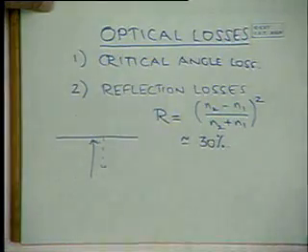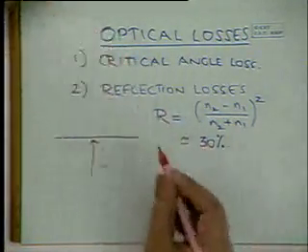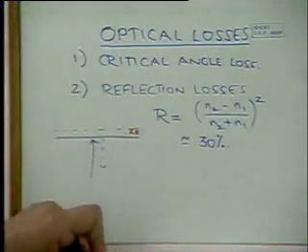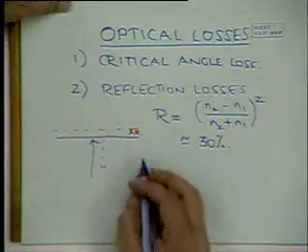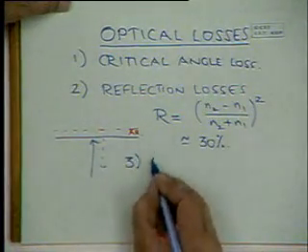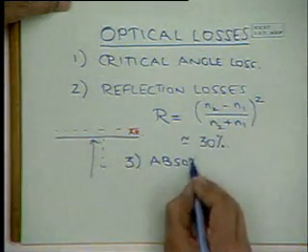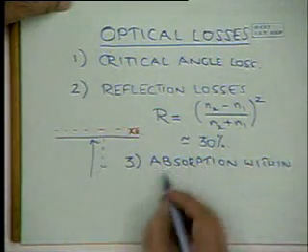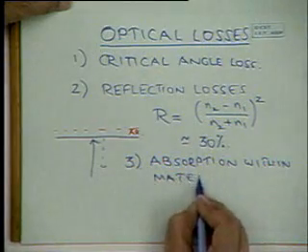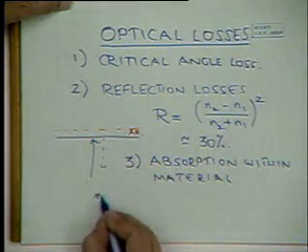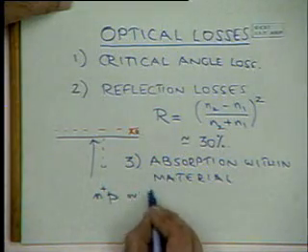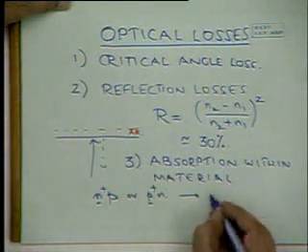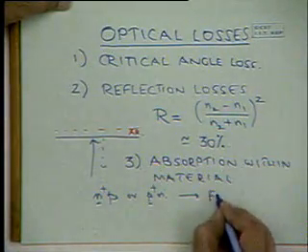And this is generally overcome, especially in the case of lasers and other high quality devices, by having an anti-reflection coating. And the third loss is absorption within the material. After all, we have an N plus P or a P plus N junction. So in these heavily doped layers, we can get some amount of free carrier absorption.